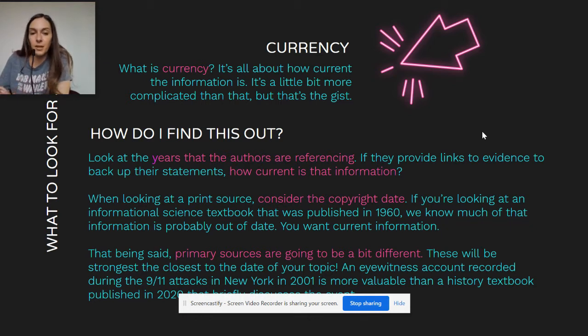For example, if I was doing some sort of research on the 9/11 attacks that happened in New York in 2001, a phone call recording of somebody to a friend who was in New York at the time that it was happening, that eyewitness account, that primary source is going to be so much more relevant than reading in a history textbook that was published in 2020 about the 9/11 attacks. So you want current information, but the currency aspect doesn't really fully apply to your primary sources, I guess is what I'm trying to say.